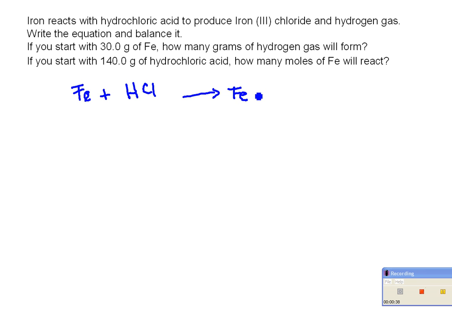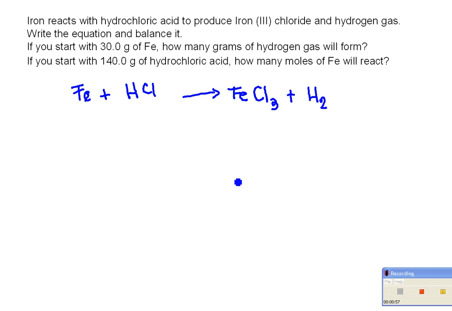The chlorine is -1, so we need 3 times this, and that's it. That is the iron 3 chloride, plus hydrogen gas. And the hydrogen is diatomic, meaning 2 atoms in the molecule. Now, once we have these, we need to balance the equation.